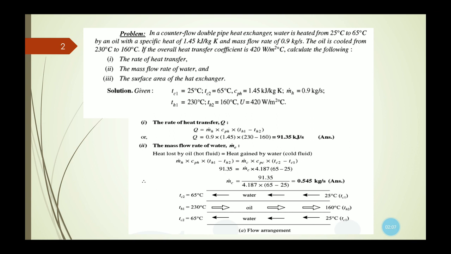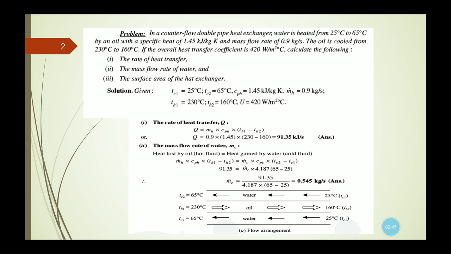So this is a numerical of counter flow double pipe heat exchanger. So in this case, as we know, in case of the counter flow heat exchanger, the fluids move in the opposite direction to each other. So let's see what are the things given in this numerical. TC1, that is the temperature of the cold fluid inlet. It is given 25 degrees centigrade.